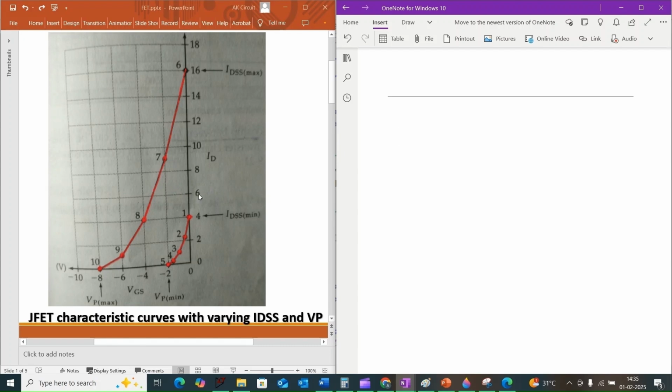Why is it important? JFETs can have a wide variation in their parameters like IDSS and VP. Constant current biasing helps us design circuits that are less sensitive to this variation. This provides us with stable and predictable circuit performance.